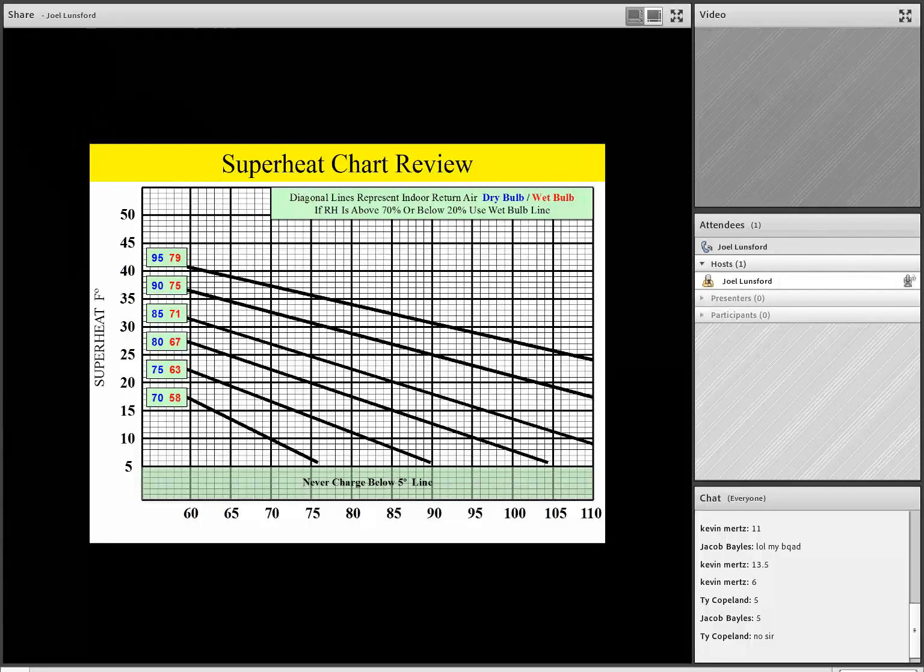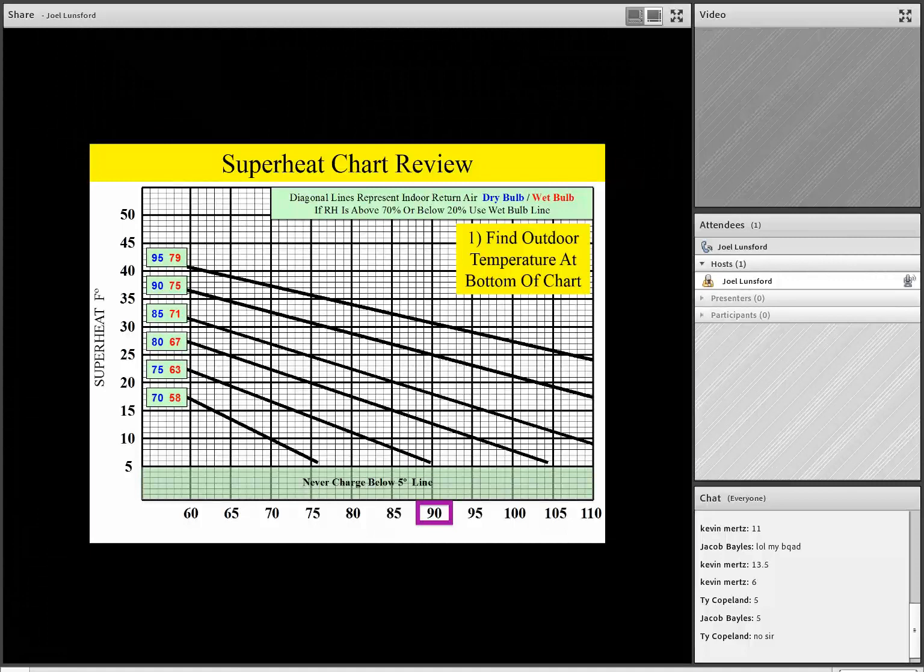So to utilize the chart, step number 1, we have to find outdoor air temperature. So let's do an example together. Step number one, we find outdoor temperature at the bottom of the chart, and in our example, we see it's 90 degrees.